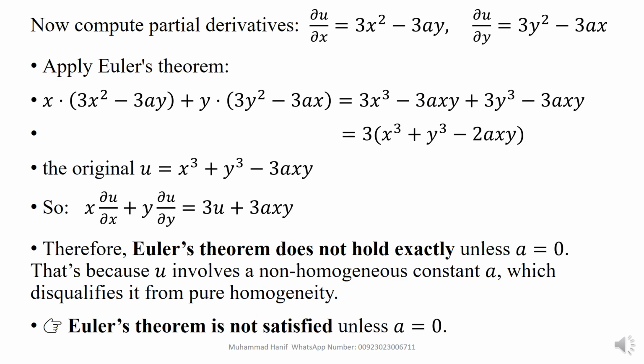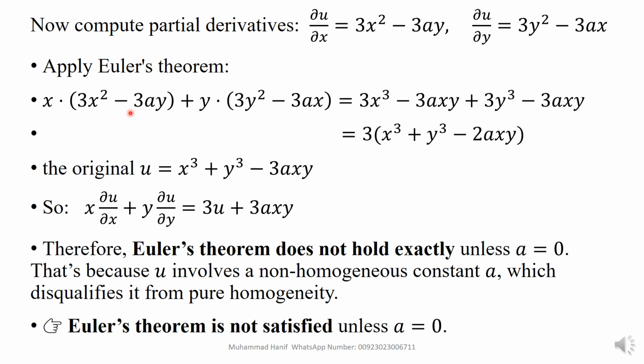Now we go to the next step, compute the partial derivatives. First, we get the derivative ∂u/∂x. It means the derivative of function u with respect to x. Then we get 3x² − 3ay. Now the derivative of u with respect to y, we get 3y² − 3ax.